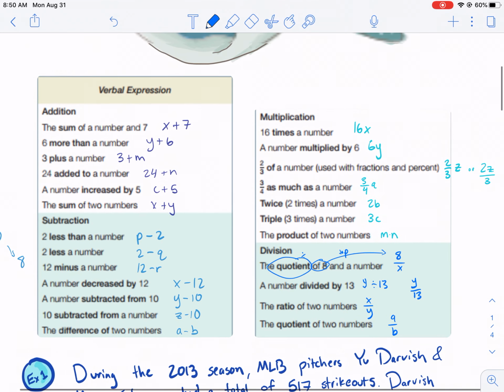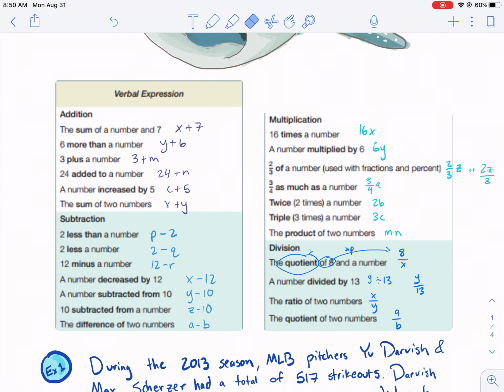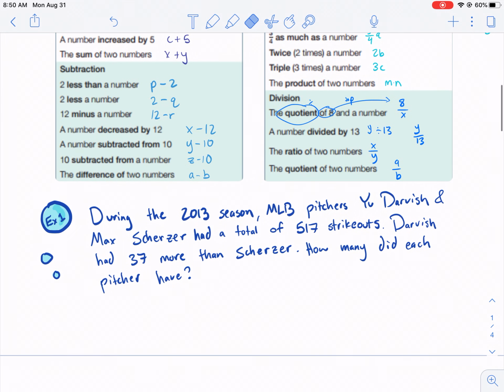So hopefully this is helpful. You learned something here. Let me erase this. There's your chart. Pause and copy that down. And moving on. Let's apply it.